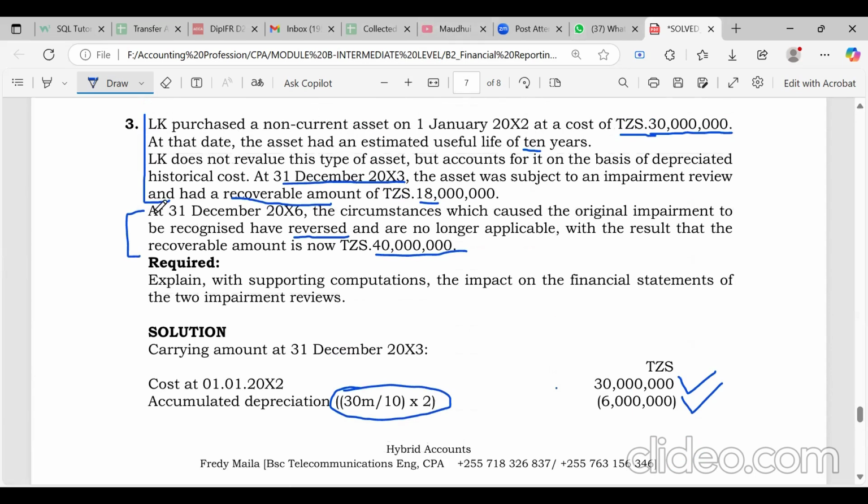It says that at 31st December 2026, there were indicators of impairment reversal, and we checked, and the recoverable amount was 40 million, right? So we also need to get the carrying amount first. Until 31st December 2023, 2 years have passed, but initially you had 10 years. So you have remained with 7 years, right?